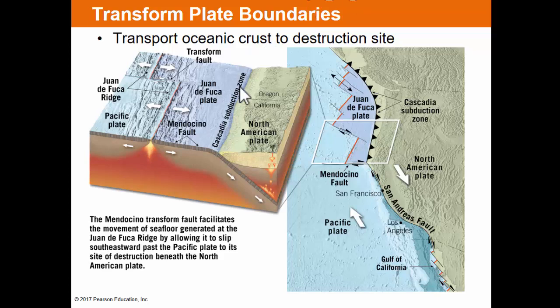And of course, this is the location of the Cascadia subduction zone, which is a nice deep trench there. This is the location that creates the Cascade mountain ranges and the mountains we talked about a few moments ago.